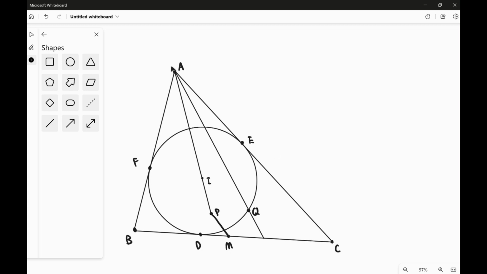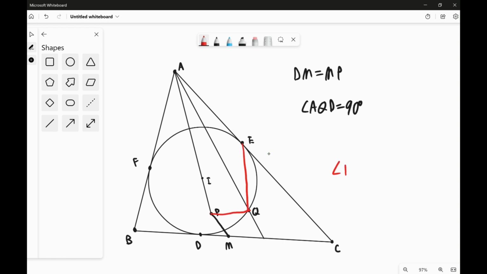We have a triangle ABC, and its incircle touches the sides at D, E, and F. And I is the incenter. And then P is on line AI, such that DM is equal to MP. And then Q is on the incircle, such that angle AQD is equal to 90 degrees. And then what we want to prove is that this angle here, angle PQE, is 90 degrees.